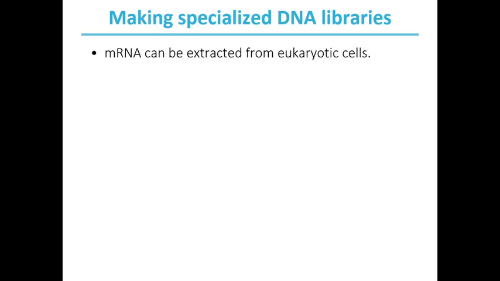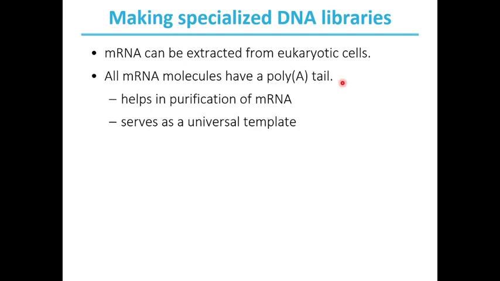So in this case, to make specialized DNA libraries, one typically extracts mRNA from an organism or specific cells, in this case eukaryotic cells, and then prepares complementary DNA. How does one go about preparing a complementary DNA? Here are the steps.